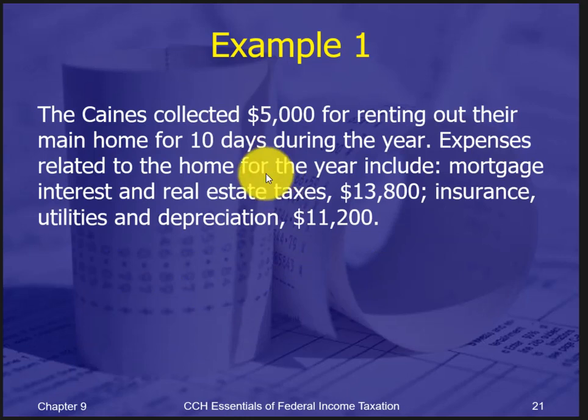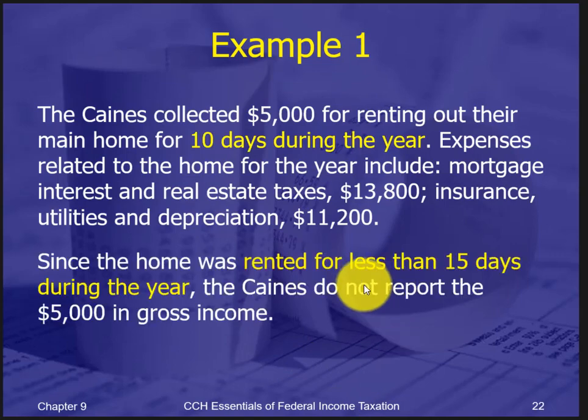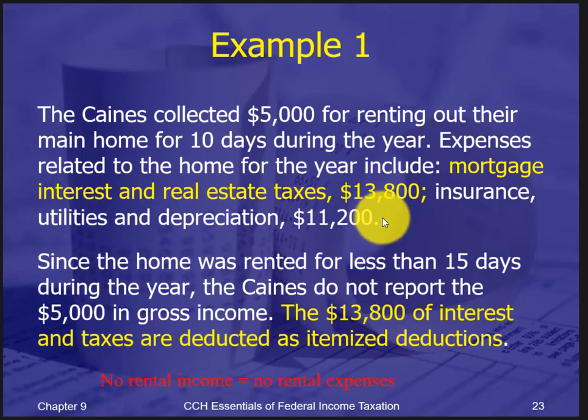So here's the Canes. They collected $5,000, were renting their main home for 10 days. That's a pretty good darn rate. Okay, it doesn't really matter which home it is, main home or a second home, whichever. But because it's less than 15 days, they don't report the income. The mortgage interest and real estate taxes are going to then be deductible as itemized deductions.